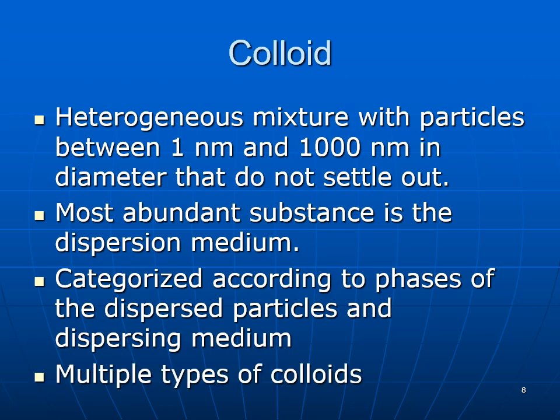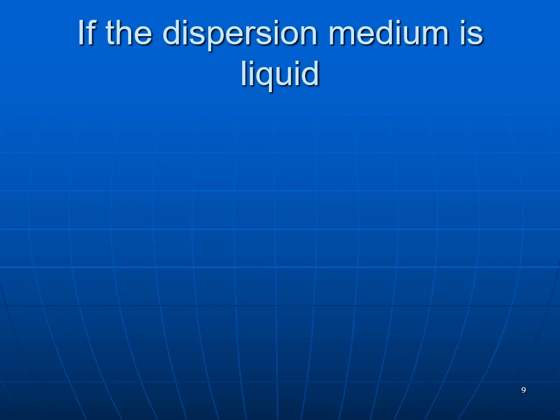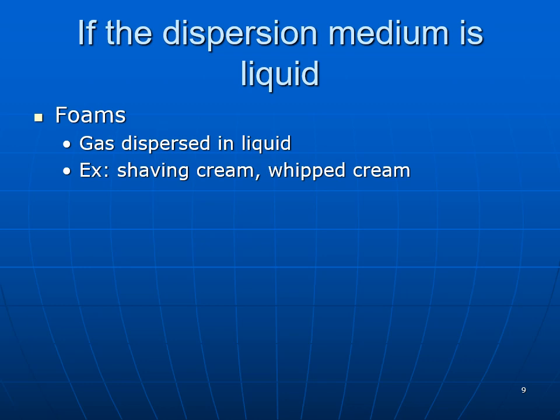Now, we have lots of different types of colloids. We have colloids where the particles are dispersed in solids, in liquids, or in gas. And in each of those, we have different possibilities: a solid in a solid, a liquid in a solid, a liquid dispersed in a liquid, a gas dispersed in a solid, and so on. So let's first talk about stuff dispersed throughout a liquid. Let's say that we have gas dispersed throughout a liquid.